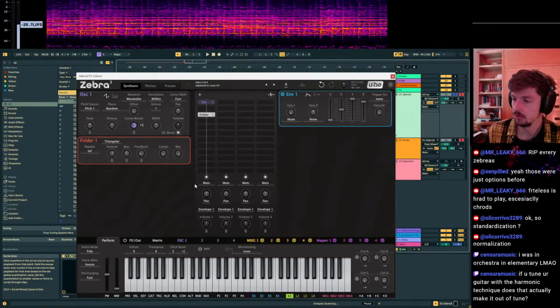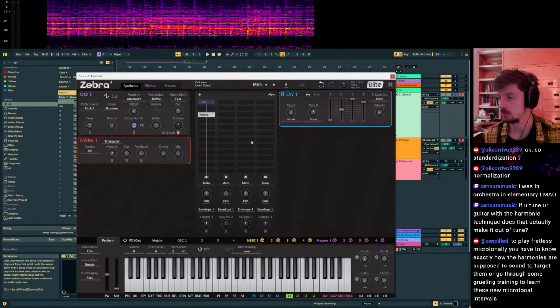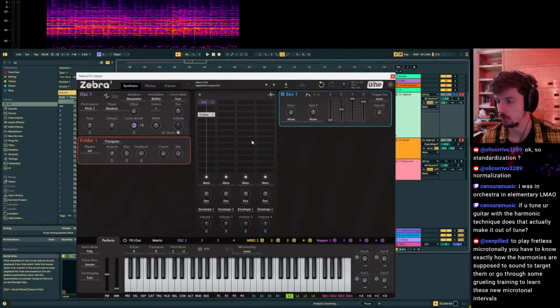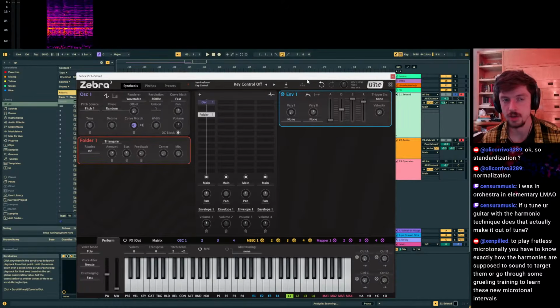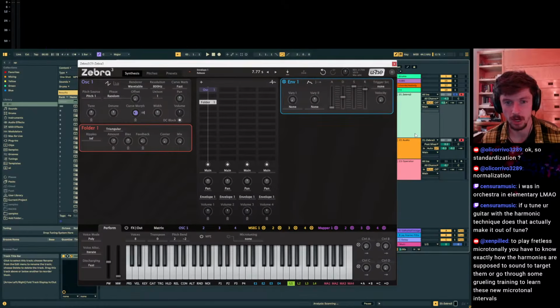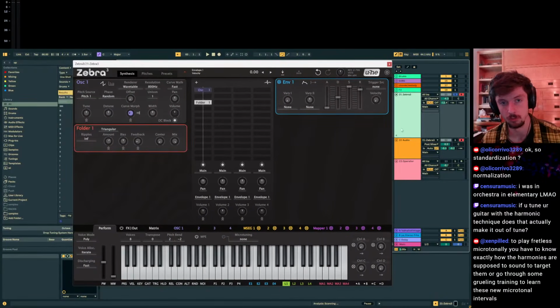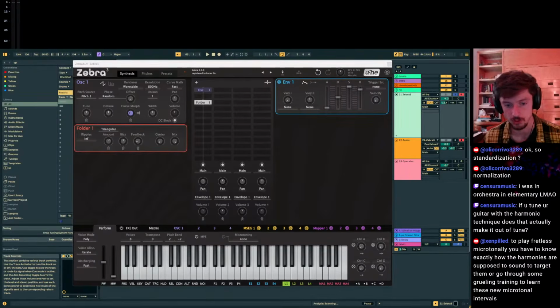To play fretless microtonally, you have to know exactly how the harmonies are supposed to sound to target them, or go through some grueling training to learn these new microtonal intervals. It's not even necessarily just microtonal; to learn any music on a fretless instrument requires grueling training. And microtonal intervals probably even more so, because a lot of the intervals tend to be much more difficult to find by ear. Microtonal intervals are generally more complex than your 12-tone intervals, right?